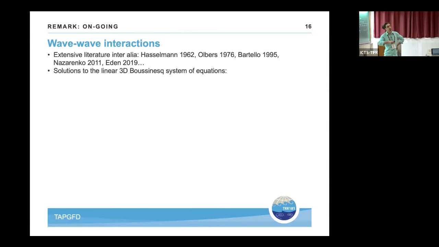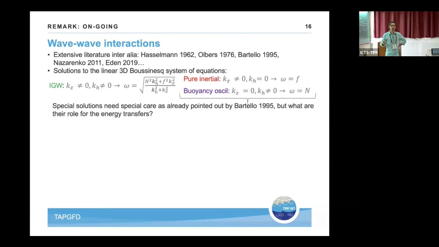And during my research stay last summer at Scripps with Bill Young, we figured, well, when we solve the linear system, the 3D Boussinesq system of equations, we get, of course, the classical internal gravity waves with the dispersion relation, but also two special solutions for pure inertial waves or oscillations and pure buoyancy oscillations. Now this hasn't been considered in the scattering integral as far as I know, and we want to know what the relevance of this is.